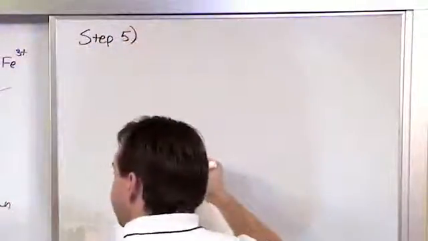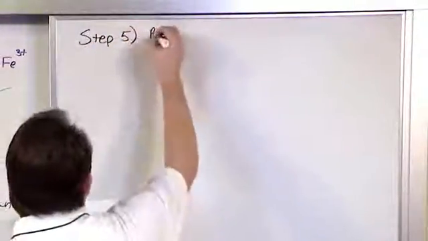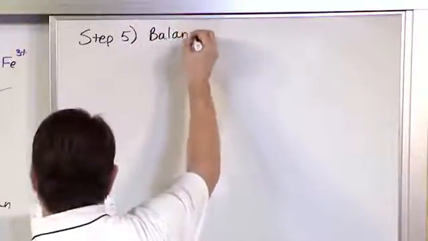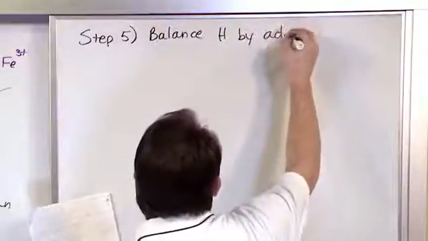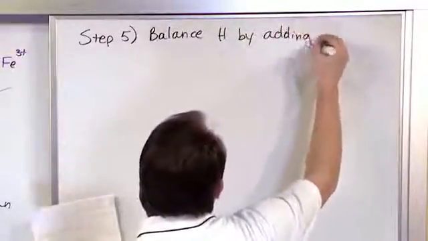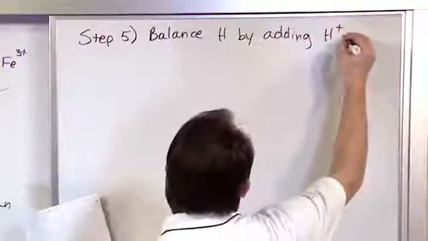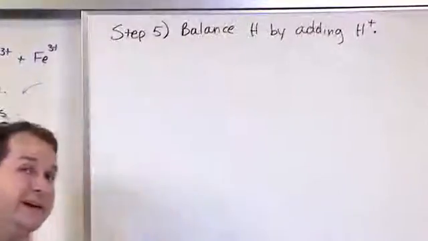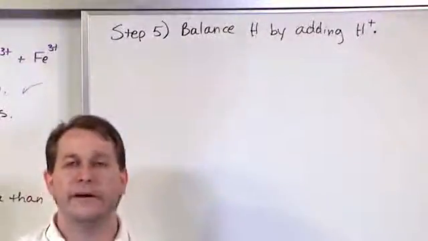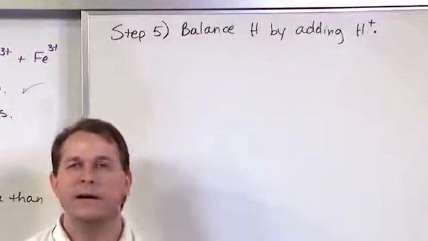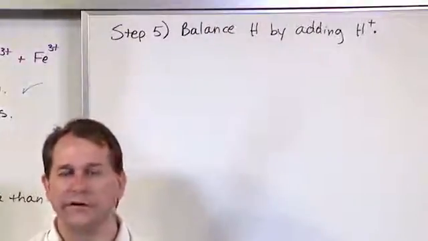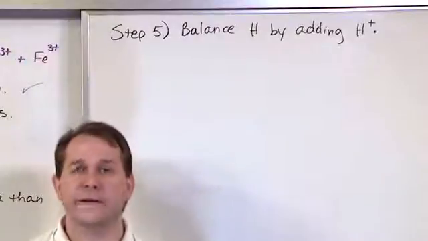All right, step 5. I'm going to balance hydrogen by adding hydrogen ions. Now, if you remember, we said at the beginning of the section that this was occurring in an acidic solution. Because of that, in this water, there's extra hydrogen ions floating around. That's what an acid is.